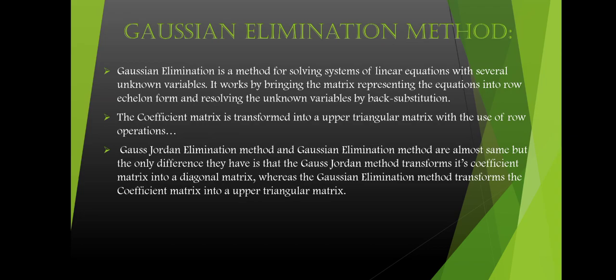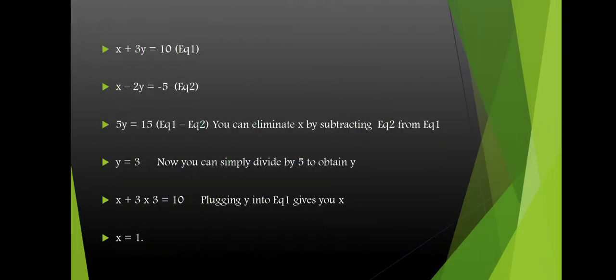Gauss-Jordan elimination method and Gaussian elimination method are almost the same, but the only difference is that the Gauss-Jordan method transforms its coefficient matrix into a diagonal matrix, whereas the Gaussian elimination method transforms the coefficient matrix into an upper triangular matrix. Next, we have two equations.